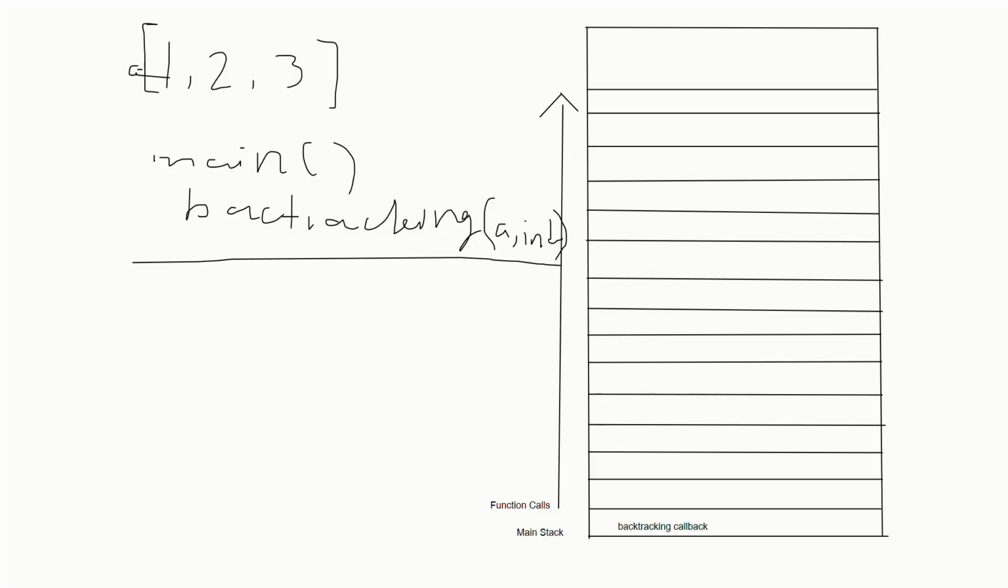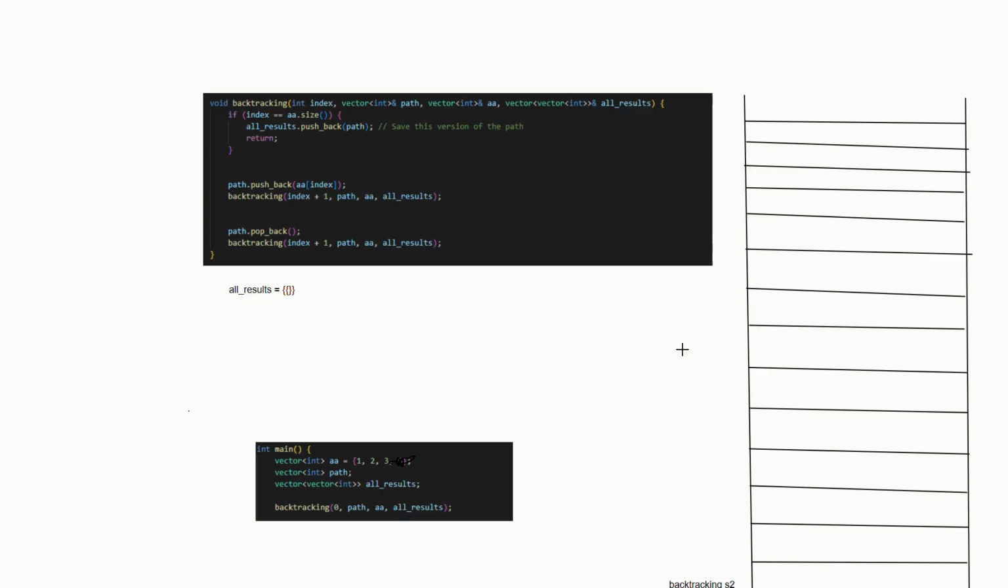All right, so let's say in our backtracking function, we are gonna need... so all right guys, we're gonna start. This is a code. You don't have to worry about the main function.